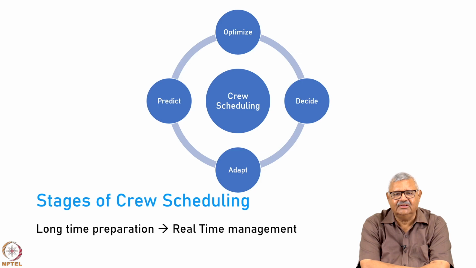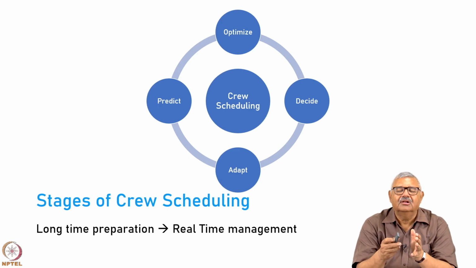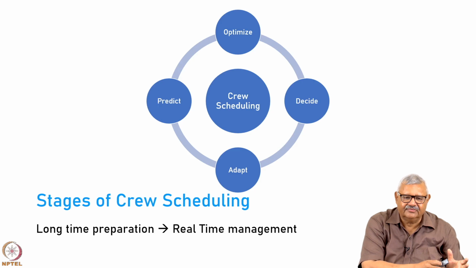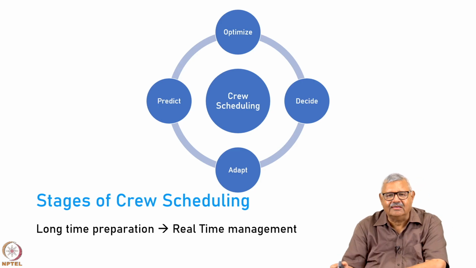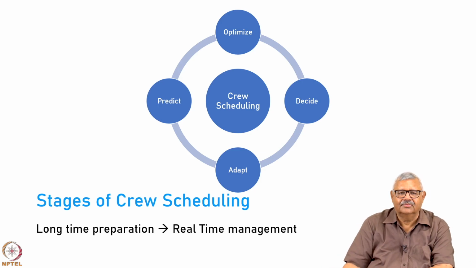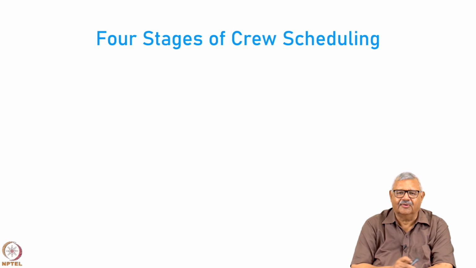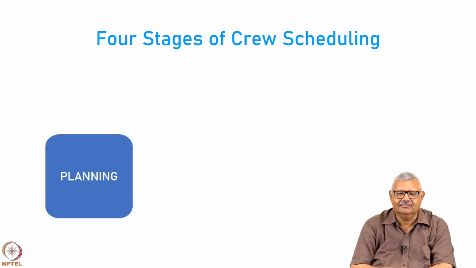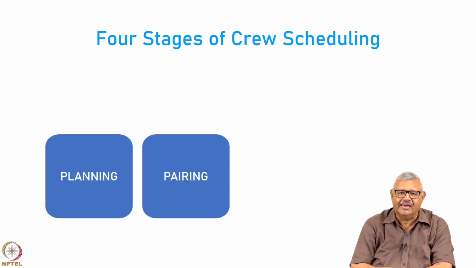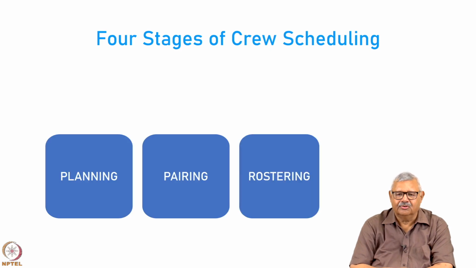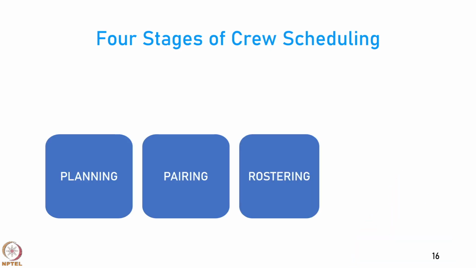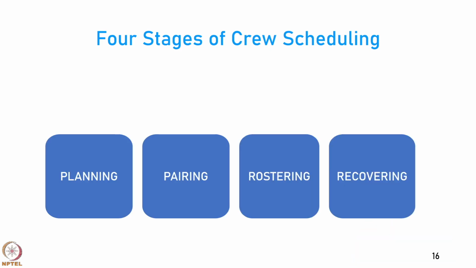So there are actually 4 stages of crew scheduling which allow us to go from long-term preparation to the real-time management of a scenario. The 4 stages are as follows. The first one is called planning. Planning is followed by pairing, crew pairing. Crew pairing is followed by crew rostering, and then the rostering is followed by recovering.